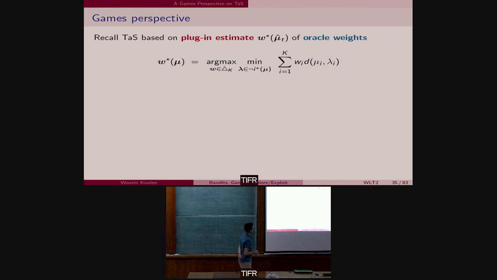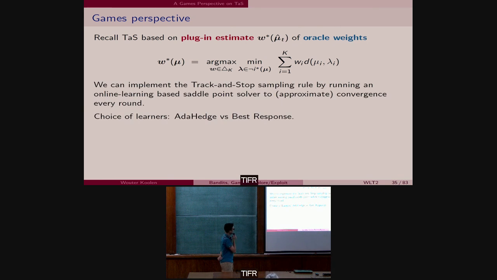Okay, so drag and stop was based on doing a plug-in estimate of the oracle weight, where this was this expression for these oracle weights. And so let's first talk about how you actually implement drag and stop, and then make it smarter. So one way of doing it is to just say, okay, I need to solve this saddle point problem.